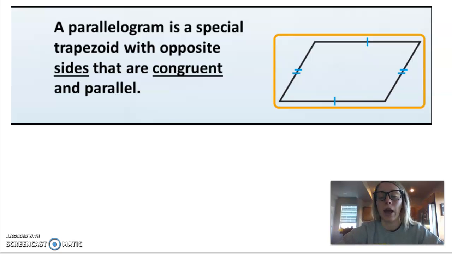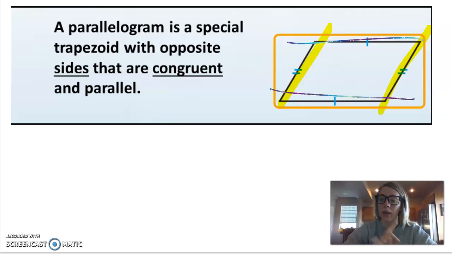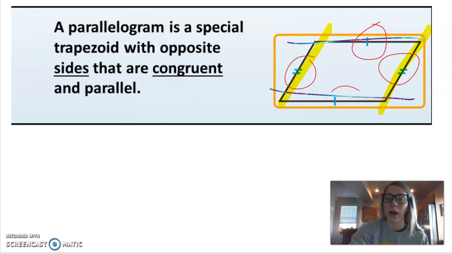The second type that we're going to learn about is a parallelogram. A parallelogram is a special trapezoid with opposite sides that are congruent and parallel. So looking at our picture, we have a set of parallel lines on the side, and we have a set of parallel lines on the top and the bottom. So we have 2 sets of parallel lines. It also means that we have 2 sets of congruent sides. See, these have 2 lines and that has 2 lines. That means the parallel sides on the sides are congruent. We have 1 line on top and 1 line on bottom. That means the sides on top and the bottom are also congruent. So we have 2 sets of parallel lines that are congruent.